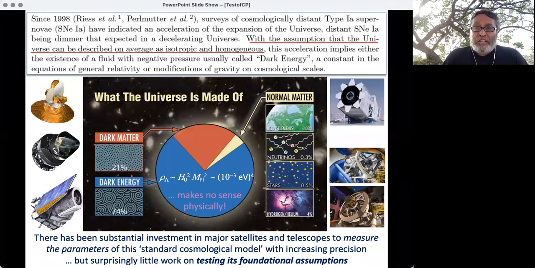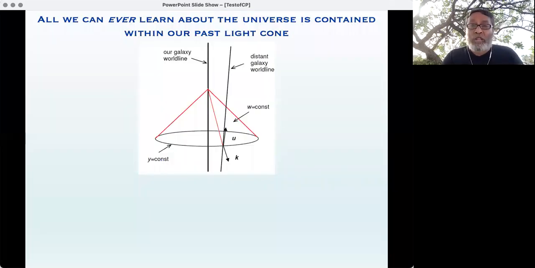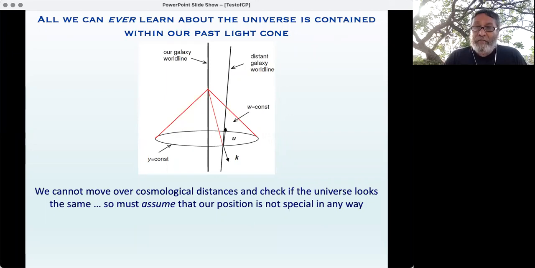Now, why do you need to test this? Why can't we just look out and observe the sky and deduce something? That's because we are stuck at one point in the universe. We can't move somewhere else and check if the universe is the same there as it looks from our point of view. And we already know from studies of the cosmic microwave background that there is something called cosmic variance. We live in a fluctuating density field. So what you see depends on where you are. And this is particularly important at low multipoles, large angular scales, because you make only 2l plus 1 measurements for a given l.